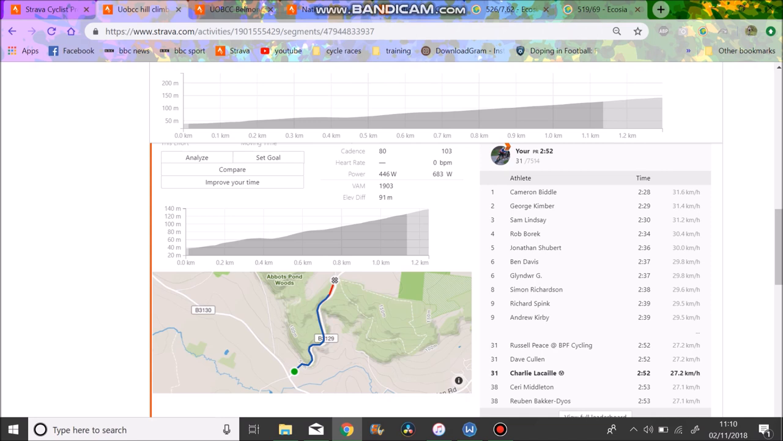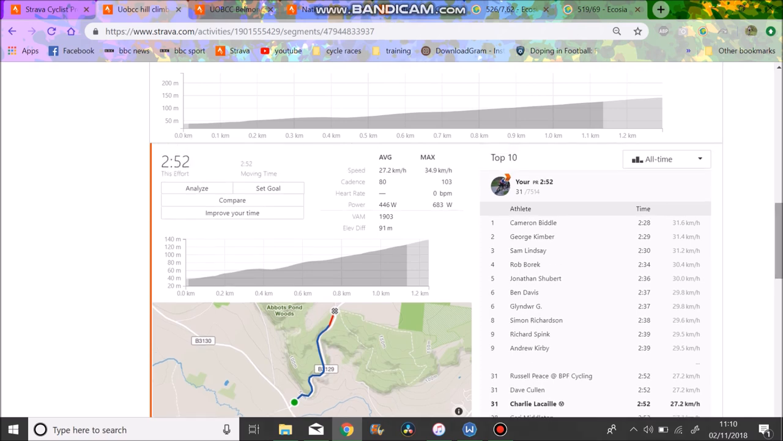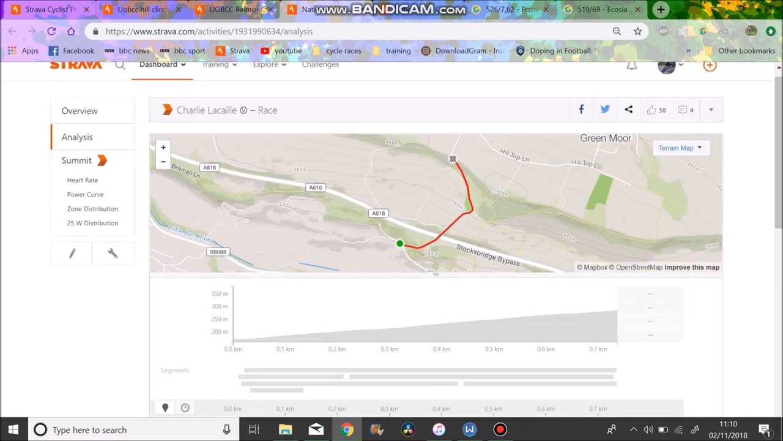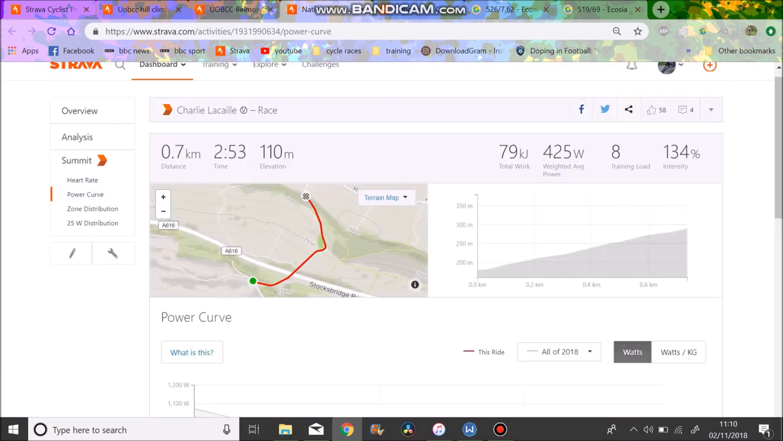So obviously watts per kilo does matter to a certain extent, but it's not the only thing on these flatter climbs. Pure watts is better. That's why you'll see heavier riders do well on these ones, because number one, they probably have good watts per kilo, and number two, it's just a faster climb. Now we're going over to the National Championships, which was a lot steeper climb, and we will see what happened.